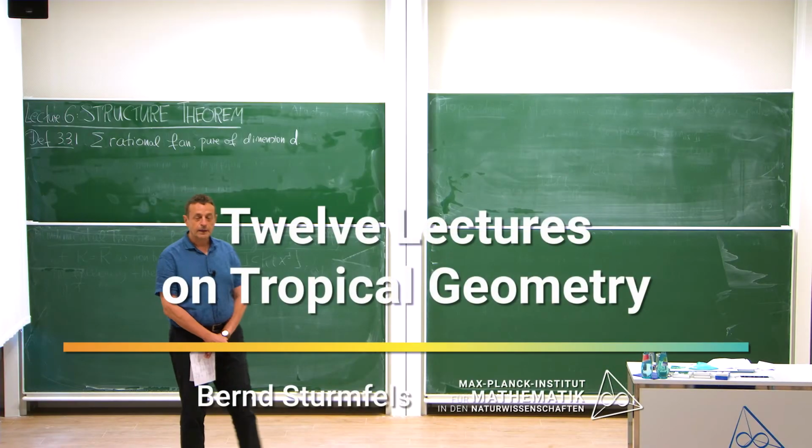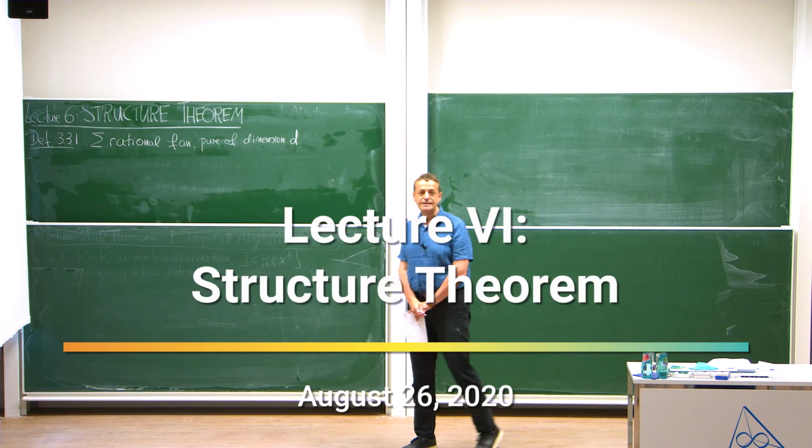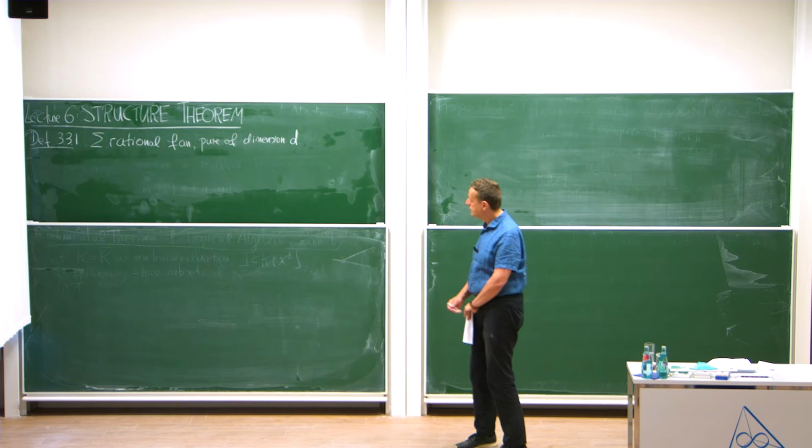So welcome to lecture 6. The structure theorem of tropical geometry is the second main theorem in chapter 3 after the fundamental theorem. So let's do a little bit of polyhedral geometry.